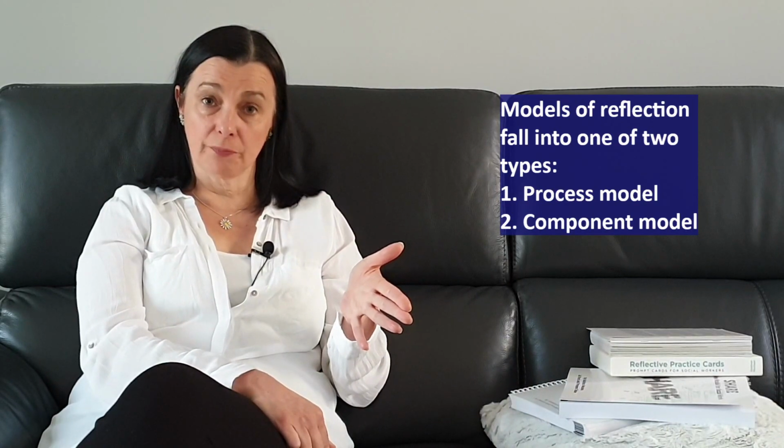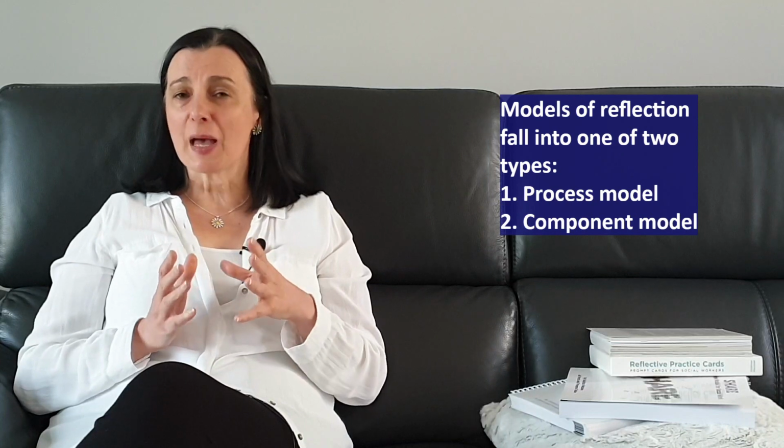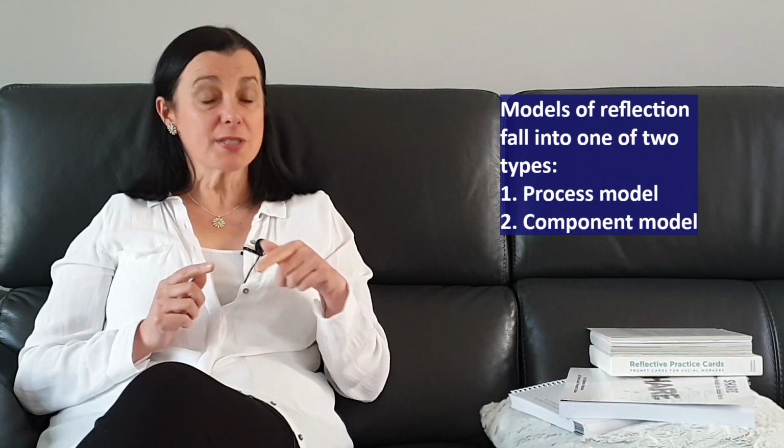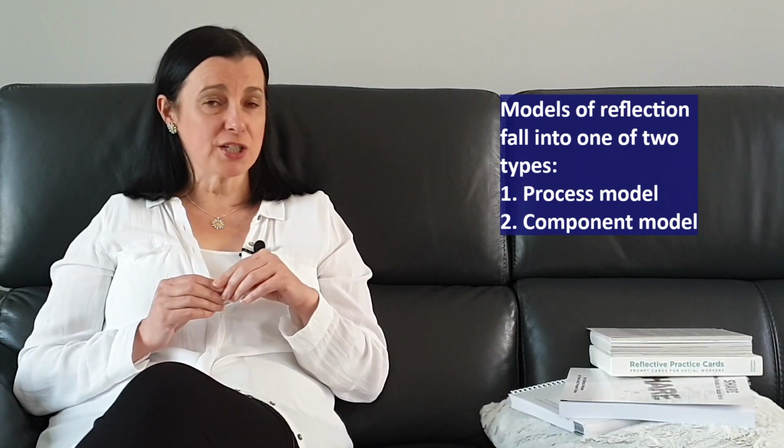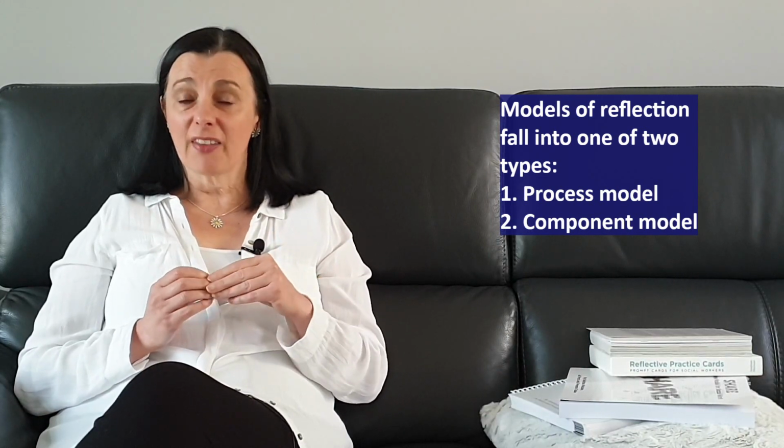There are loads of models of reflection that we can draw on in social work, but essentially all of them fall into one of two types of model. You can get process models of reflection or component models of reflection. Now, sometimes people will say to you, a process model of reflection is one which gives you a process to work through. Personally, I don't find that very helpful.